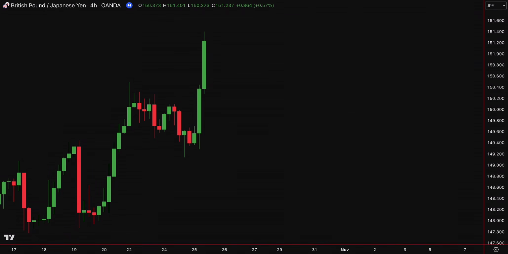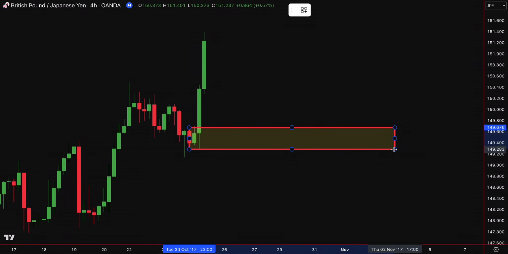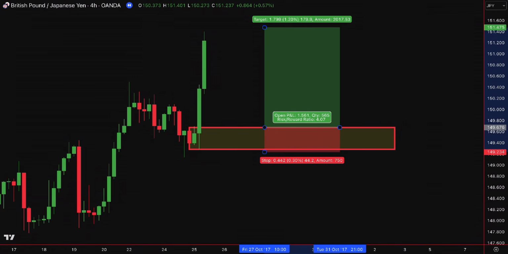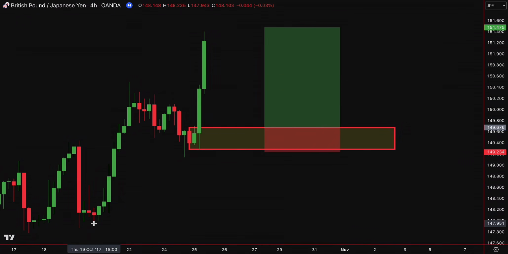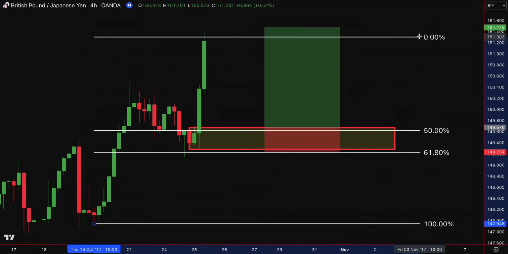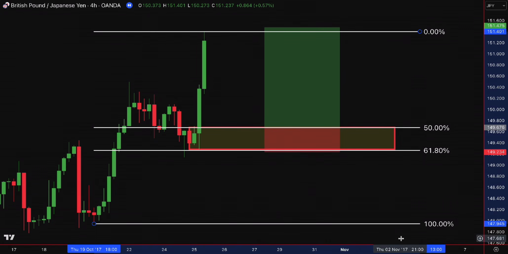Let's break this down with a real chart example of a demand zone. We start by identifying a clean demand zone that meets all our key filters. Strong bullish candles, fresh and untested zone, break of structure to the upside, and a 3-to-1 risk to reward ratio. Now we add the Fibonacci retracement from the swing low to the swing high that created the demand zone. And look at this. The zone aligns perfectly with the 61.8% and 50% retracement level. That's a strong confluence, and this is what we call a golden zone.